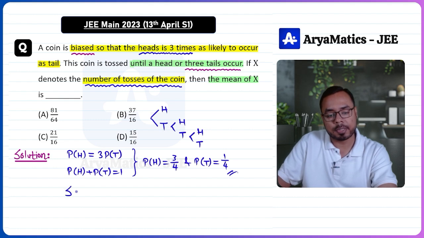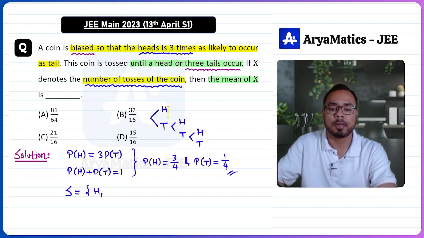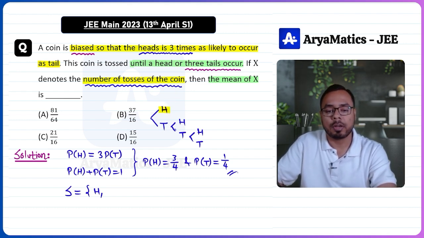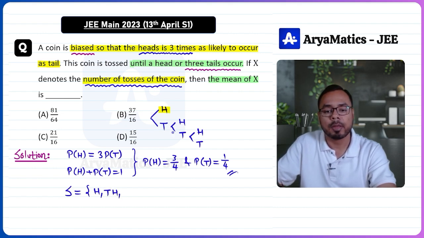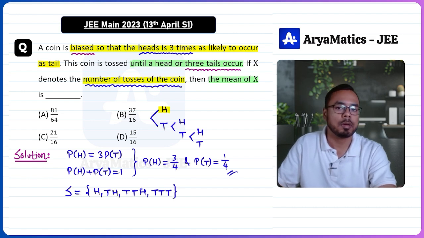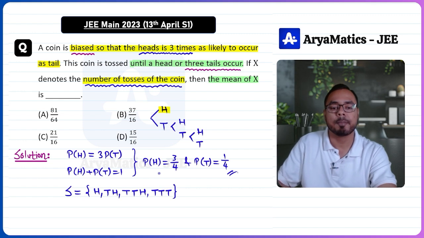So here the sample space will be: either you can get head in the first toss, and you stop tossing the coin; or the first one is tail and the second one is head, which is another possibility; or the first two tosses have resulted in tail, and now the third one will be either head or tail. So these are the 4 possibilities, the 4 events in the sample space.